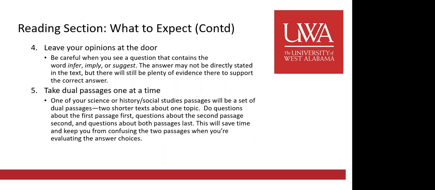One of your science or history social studies passages will be a set of dual passages, 2 shorter texts about one topic. Do questions about the first passage first, questions about the second passage second, and questions about both passages last. This will save time and keep you from confusing the 2 passages when you're evaluating the answer choices.